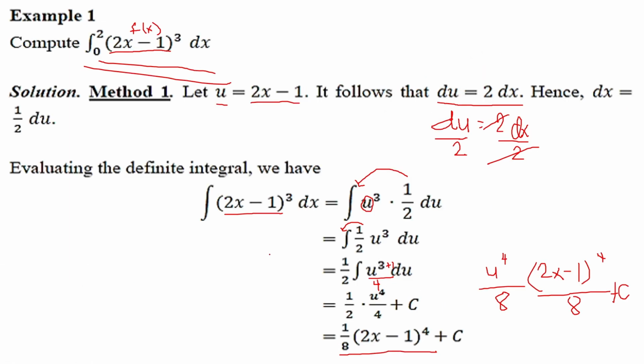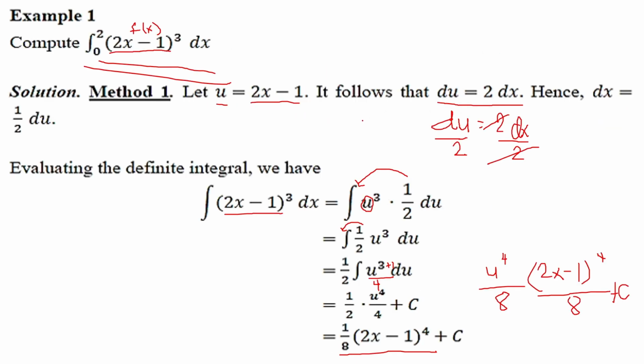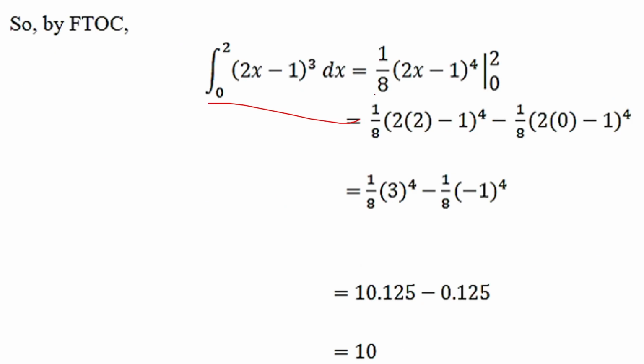It will be smaller if I put it all here. Therefore, we have here the definite integral from 0 to 2 of (2x - 1)^3 dx. Same as earlier. And then, our final answer is 1/8 (2x - 1)^4, and our b and a are 2 and 0.